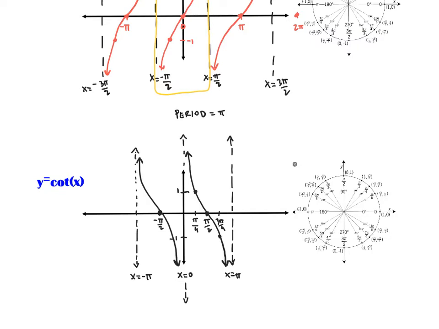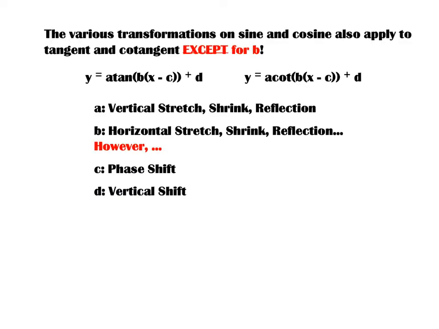Okay, let's get into a little bit more with all of this. So the various transformations used on sine and cosine also apply to tangent and cotangent except for b. So a is a vertical stretch, shrink, or reflection based on the value of a.